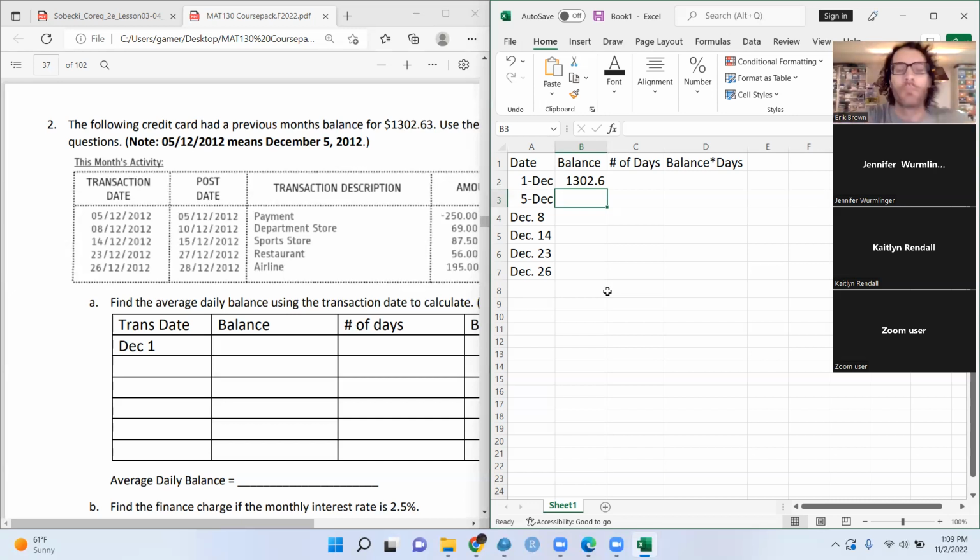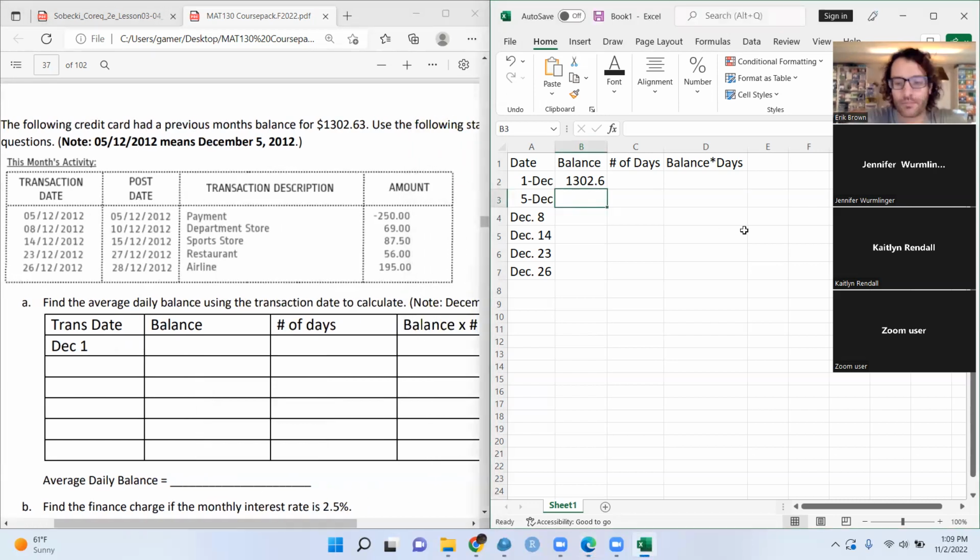Okay. So how'd you do? Did you all do this? Equals, select the previous balance, minus 250. And then equals, select that previous balance, now plus 69, and then equals that previous balance plus 87.5, and then equals previous balance plus 56, and then equals previous balance plus 195. Is that what y'all had? I mean, that's the nice way to use Excel to calculate the balances, which is why I'm using Excel. You could have typed those things in a calculator. How are we doing?